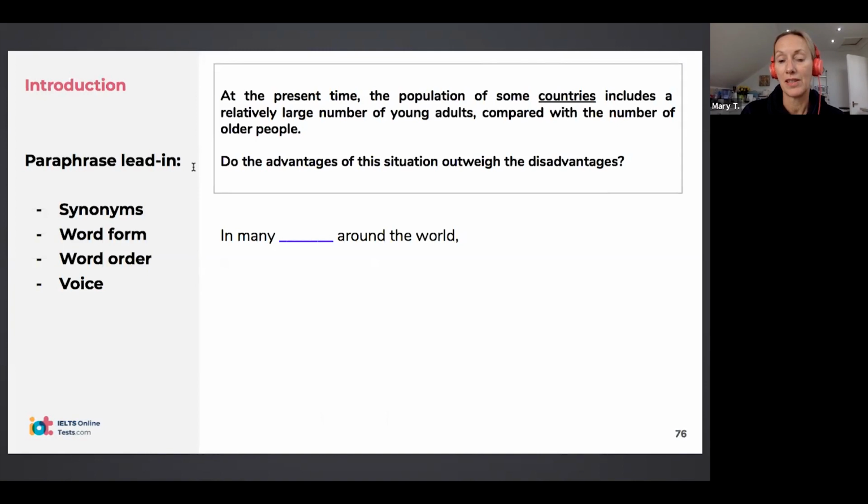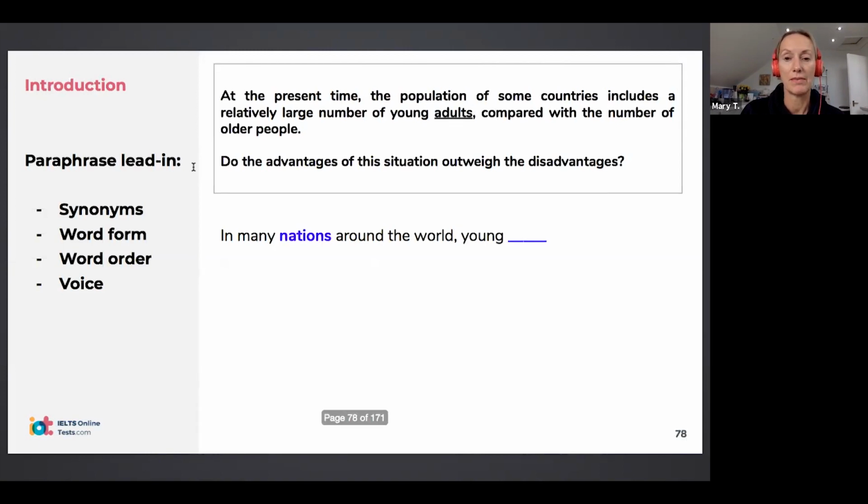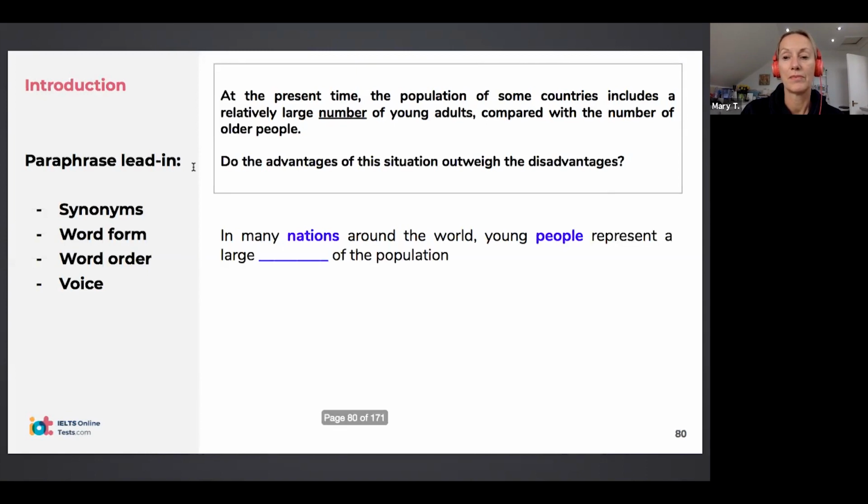Okay, so to start this off, the first phrase includes a word that you need a synonym for. So you need a synonym for countries. What could you say? Yeah, that's right, nations, good. So many nations around the world. And then we've got adults underlined, young people, that's right. Represent a large, so similar to number. Percentage, it could be. Large amount, proportion, that's right, some of you are saying it. So large proportion of the population.